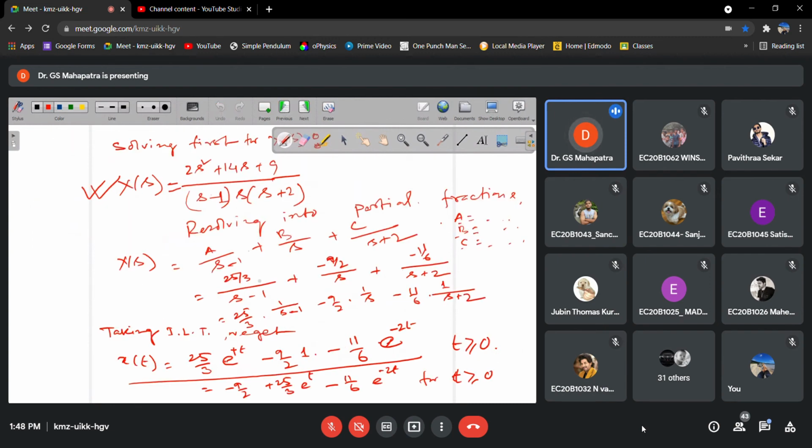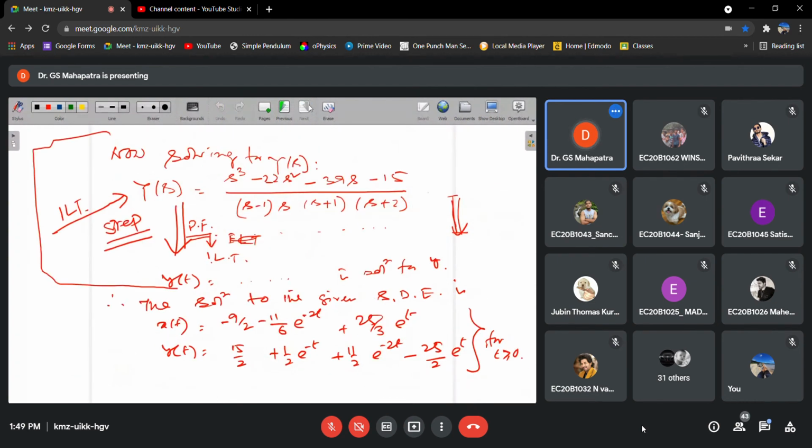Now you have x of t. Correct. Up to this one you have to do. I repeat. Are you following me? You now have x of t with you. Up to this one is correct. Yes, up to this one is okay. So this one you have to find, of course, and after that you need not solve for y of s, which we have done for this problem. Now here there is no need to do that.